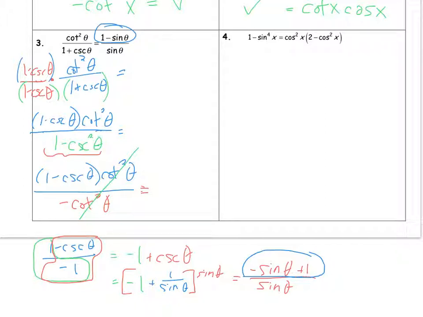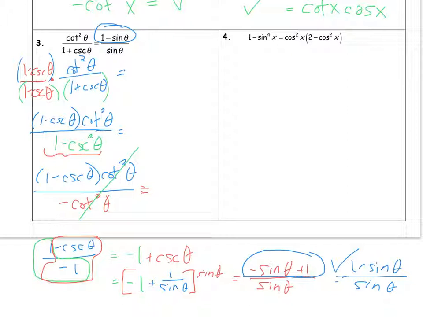What do I have on the bottom? Sine theta. At this point, I'm technically done. If you would like to rewrite it so that it matches exactly, that's never a bad idea, but at this point, you are done with the proof, and I can see that the sides match. Okay. Other ways to do this?